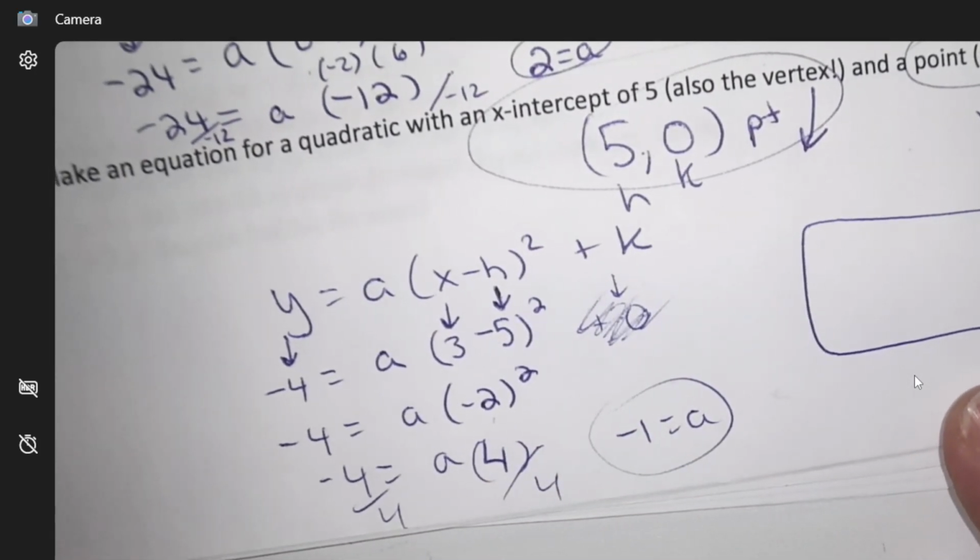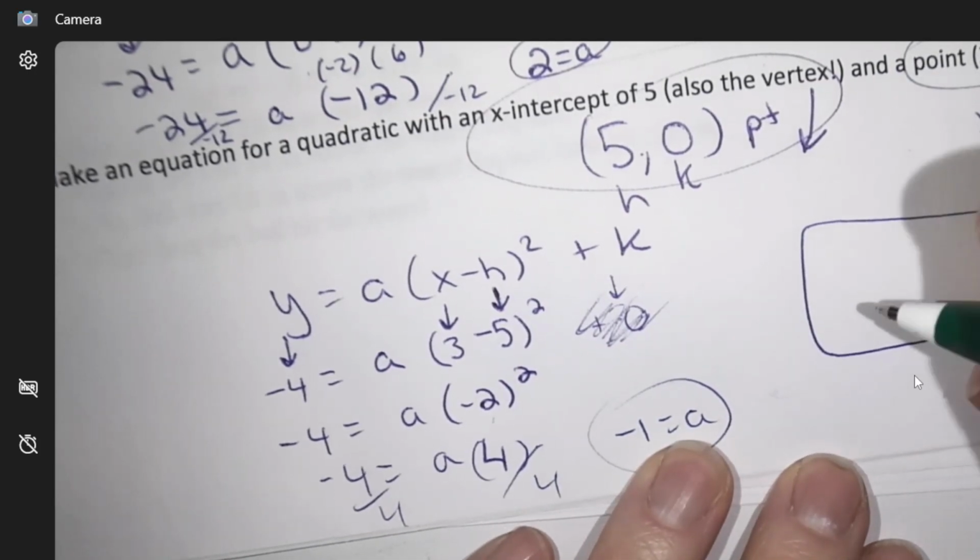Your equation has to be a y equals, and make sure x is left alone in this one.